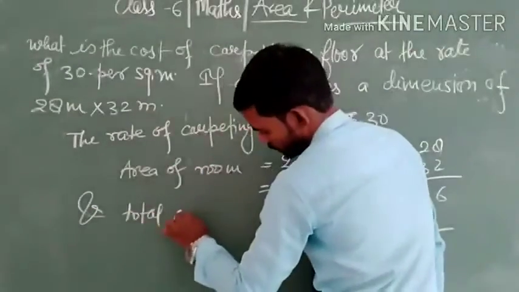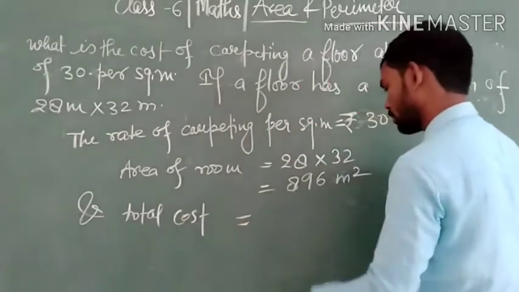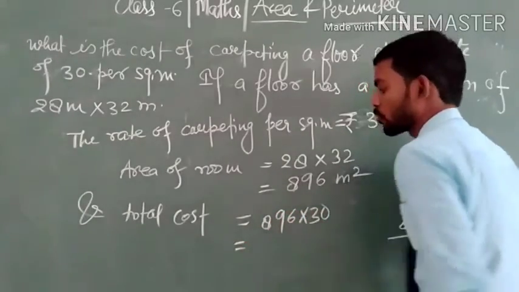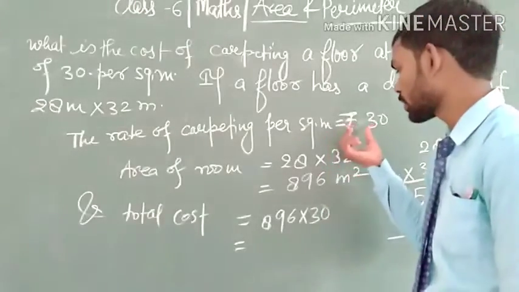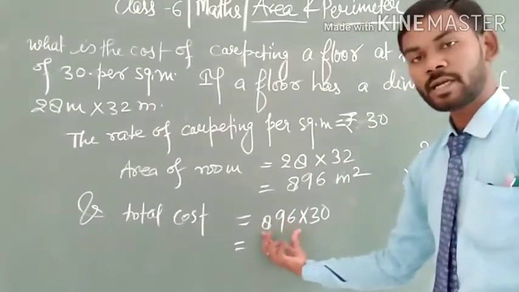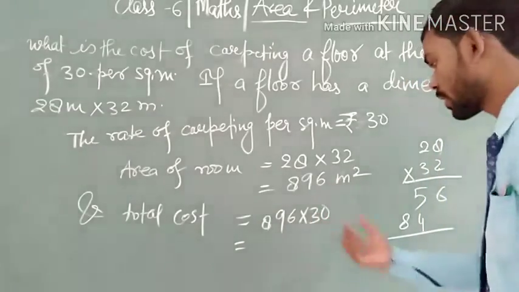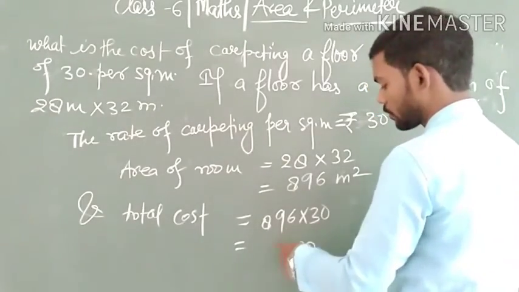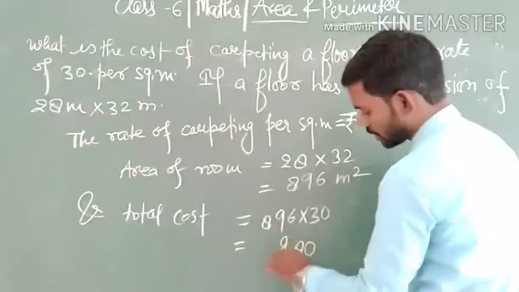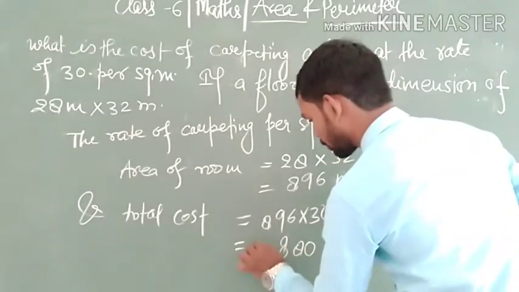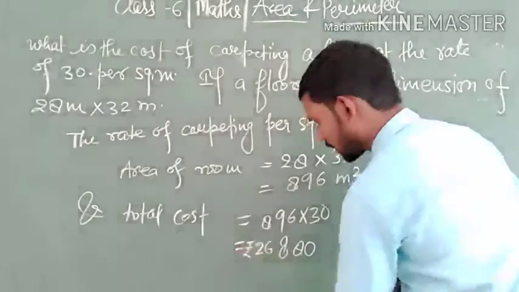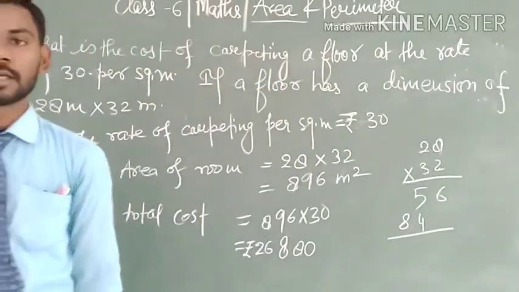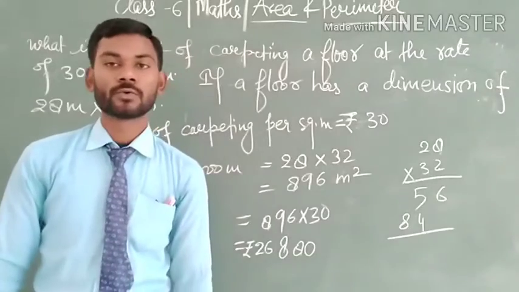The total cost will be equal to 896 multiplied by 30, because the cost per square meter is 30 rupees. Therefore the cost of 896 square meter will be equal to: 0, 3 6s are 18, 3 9s are 27, 27 plus 1 is 28, and 3 8s are 24, 24 plus 2 is 26. So we need 26,880 rupees for carpeting the total floor of the room.